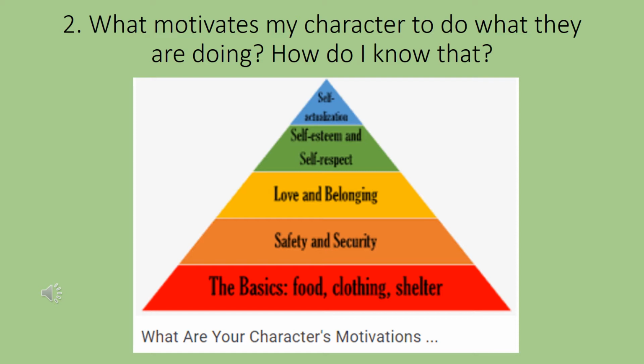So in character motivations, there are basic things like food, clothing, and shelter. These basic needs. Is that motivating your character to do something? Well, let's think about that in Grace's case. Is she really looking for food, clothing, or shelter? Not really. It seems like those ideas have been taken care of for her.